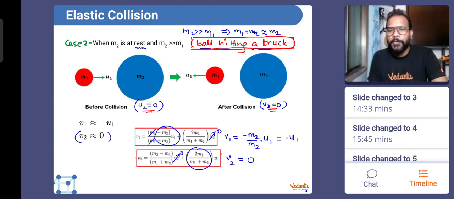Microphone is not working. Vishesh, microphone is not working.